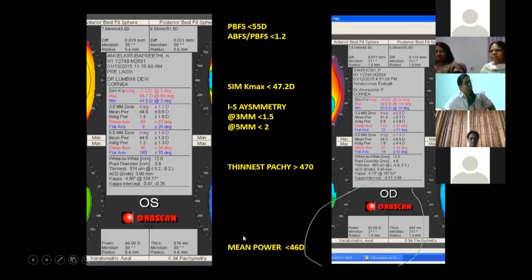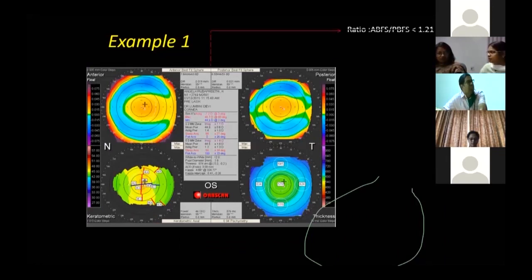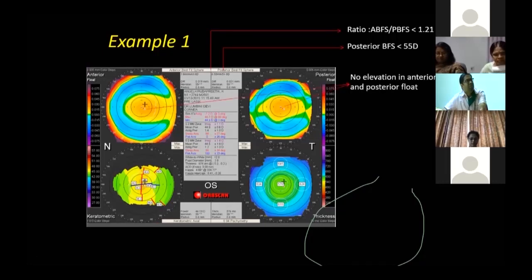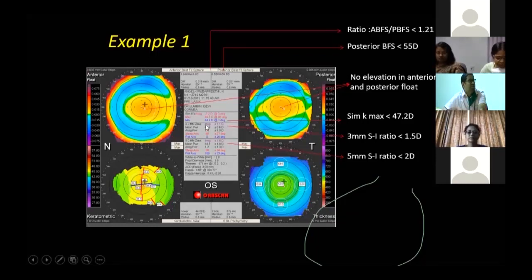We should remember how to read an OB scan. The OB scan shows posterior BFS, the SIM-K value, then inferior superior asymmetry at the 3 millimeter zone and 5 millimeter zone, thinnest pachy, mean power, everything is here. Next we'll see the examples. You can see the ratio here is less than 1.21. Next is the posterior BFS less than 55 and no elevations. Next is the SIM-K value, which is written there as 45.